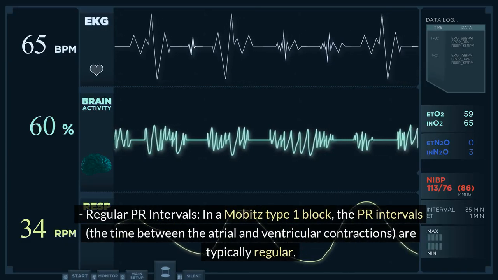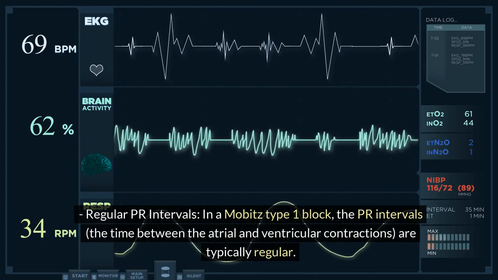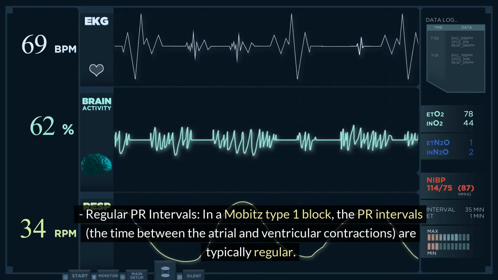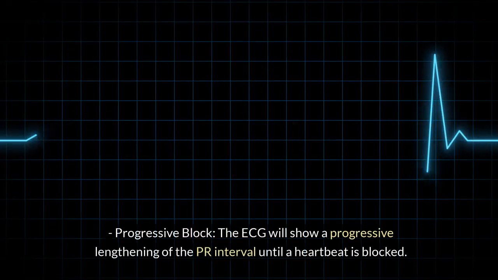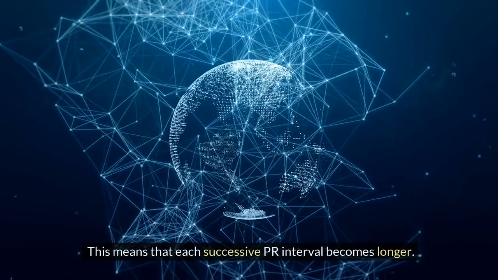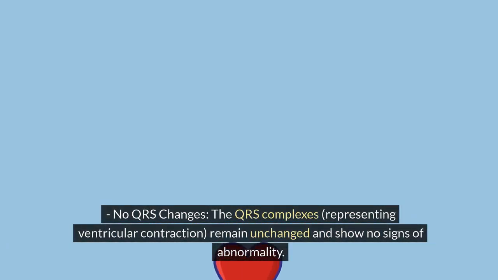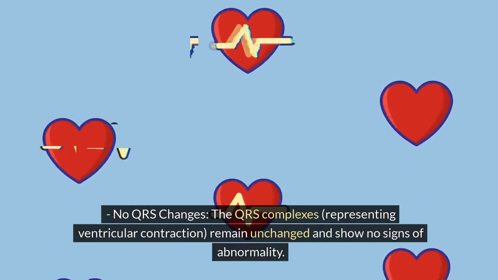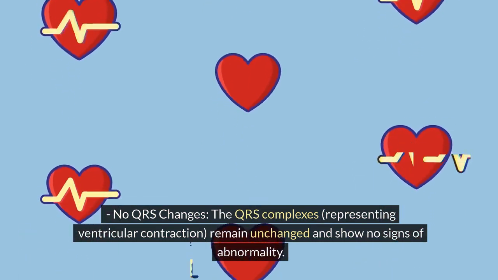1. Mobitz type 1 Wenckebach block. Regular PR intervals. In a Mobitz type 1 block, the PR intervals, the time between the atrial and ventricular contractions, are typically regular. Progressive block. The ECG will show a progressive lengthening of the PR interval until a heartbeat is blocked. This means that each successive PR interval becomes longer. No QRS changes. The QRS complexes, representing ventricular contraction, remain unchanged and show no signs of abnormality.